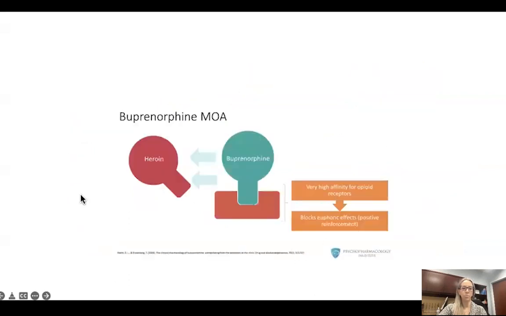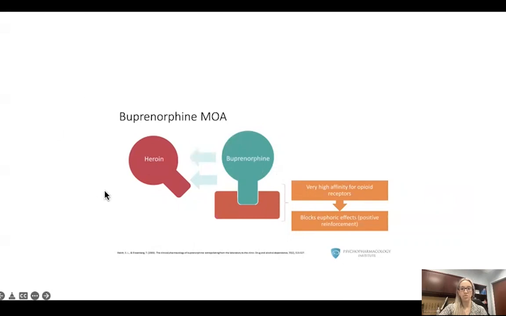So let's talk about buprenorphine. So buprenorphine comes in and it actually has a pretty high affinity for the opioid receptors. So it will actually displace your opioid. And heroin's what they used in this diagram, but it's any opioid it's going to displace. So what happens when you displace the heroin and you don't have anything stimulating that?